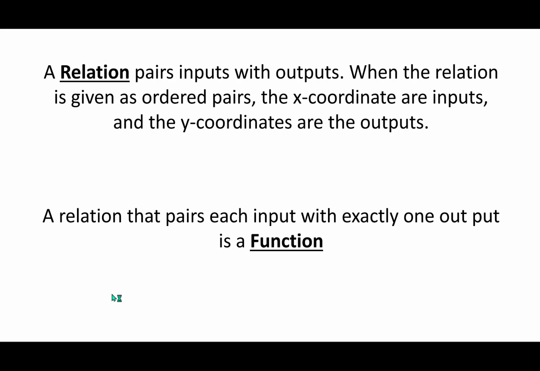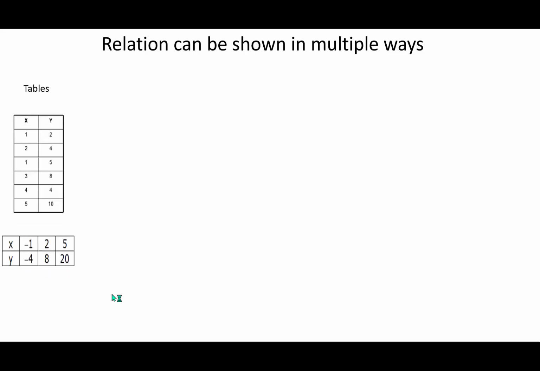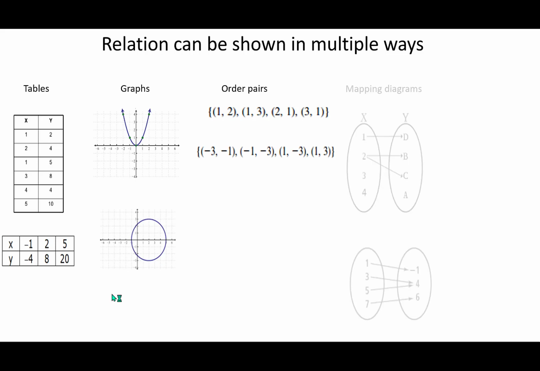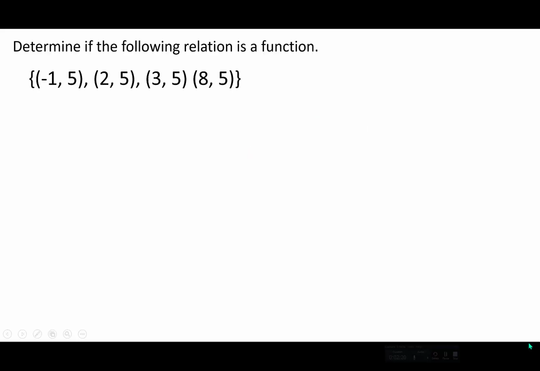So relations can be shown in multiple ways. We have tables, graphs, ordered pairs, mapping diagrams, and equations. Now today we're only going to work with the first four. Later on we'll talk about equations. So we're going to determine whether this set of ordered pairs is a function.